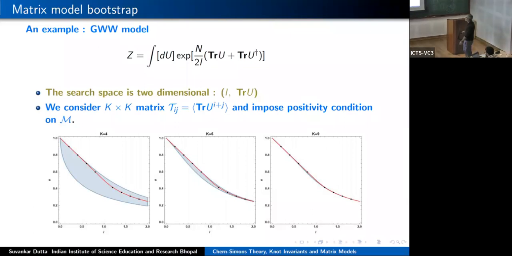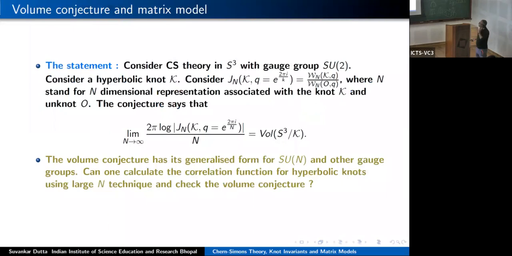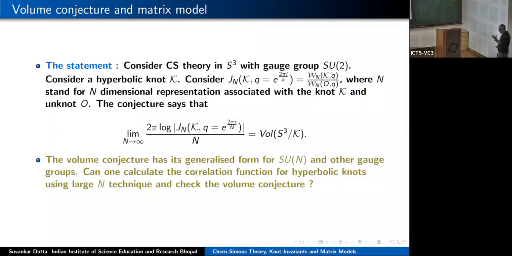This is what we are currently working on, and let me very briefly tell you the larger picture, which is related to the volume conjecture. The statement of the volume conjecture is that you consider a Chern-Simons theory on S3 with some gauge group SU2, and consider some hyperbolic knot. By hyperbolic knot, I mean that you take a knot in S3, and then you take that knot out of the manifold. Then the remainder manifold is a hyperbolic manifold. It's a manifold with some hyperbolic structure.